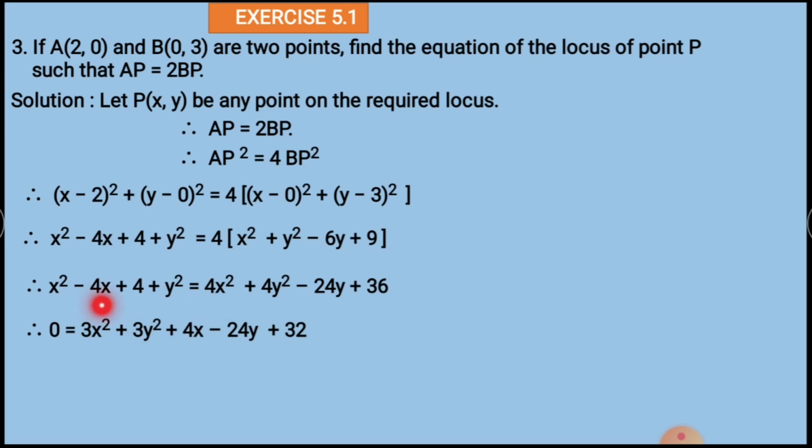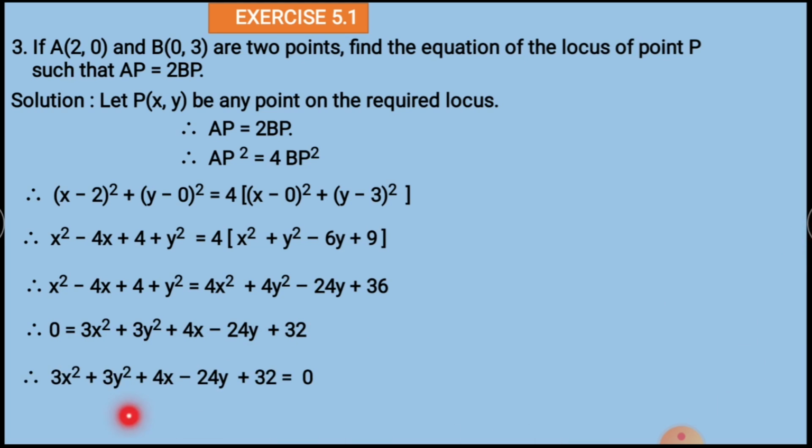Then we transfer this minus 4x to right hand side, so write this as plus 4x. Then this minus 24y as it is. Then we transfer this 4 to right hand side, so this 4 becomes minus 4 in right hand side. So 36 minus 4 we write plus 32. So instead of writing 0 in LHS we write it in RHS.